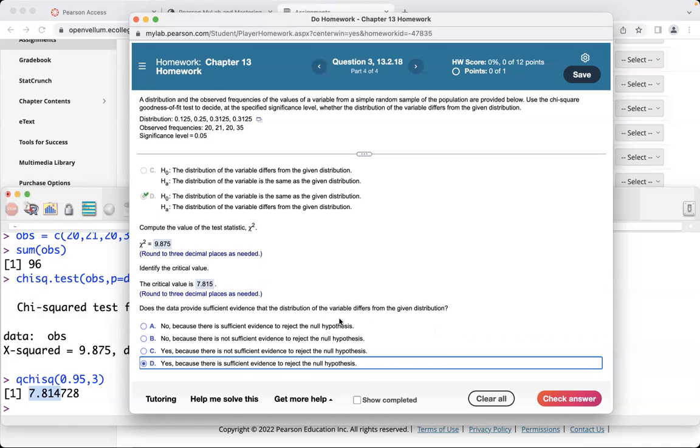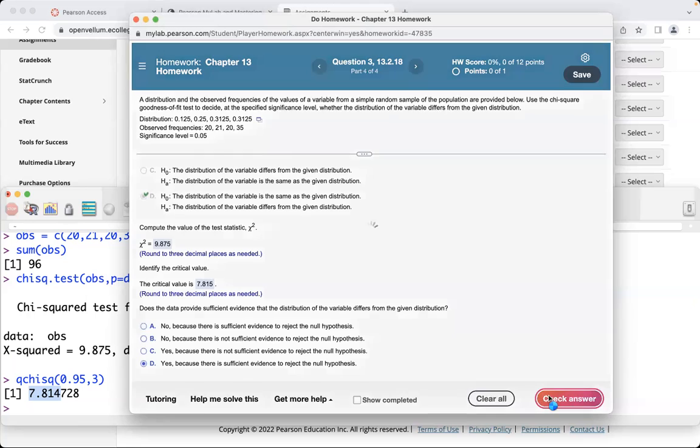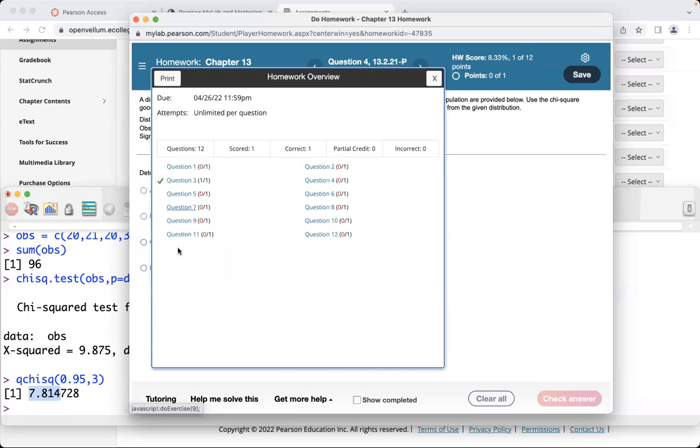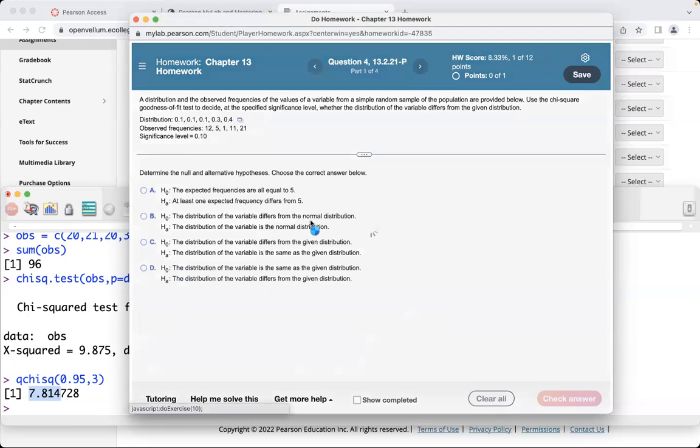They're just never right. You can never reject because you don't have enough evidence. That doesn't make sense. You only reject the null hypothesis because you have enough evidence to overthrow what we already are assuming. So anyways, D is the answer there. And that's really it for the chi-squared goodness of fit test.